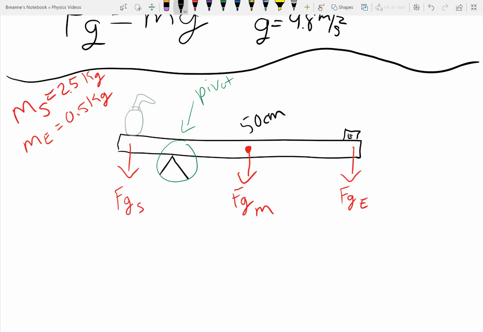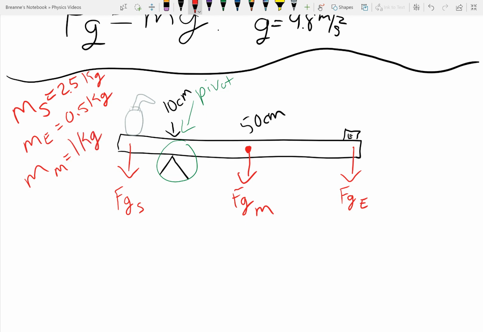Let's say the pivot point here is at 10 centimeters. Okay. You have to figure out how far away the eraser is. And I didn't give you the mass of the stick. Sorry, guys. The mass of the meter stick, let's just say it's 1 kilogram.